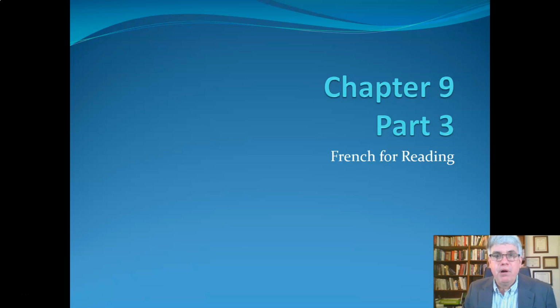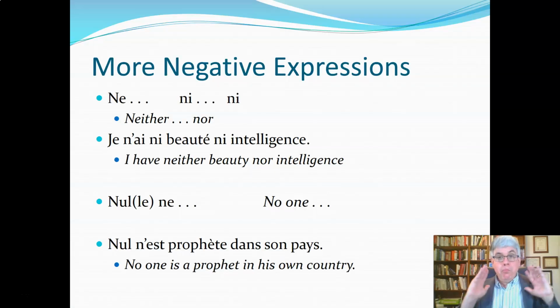Chapter 9, Part 3. More negative expressions. They just keep coming and they get a little bit more complicated each time we look at them. Well, here we're going to look at ne followed by ni and ni. And that's how you say neither nor.